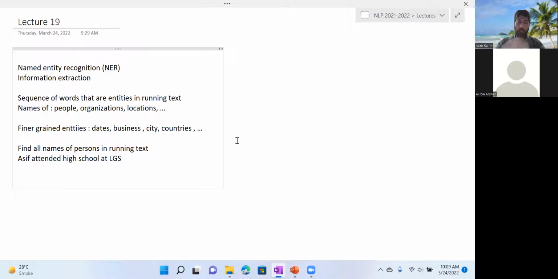So in other words, I would like to classify this sequence of words. The answer would be something like this. Asif, let's say this is yes. Is, this is no. Attended, no. Hi, no, and so on. So we would like to label each word in the sequence with the appropriate tag, which says that yes, this is a named entity, in this particular case, the name of a person.